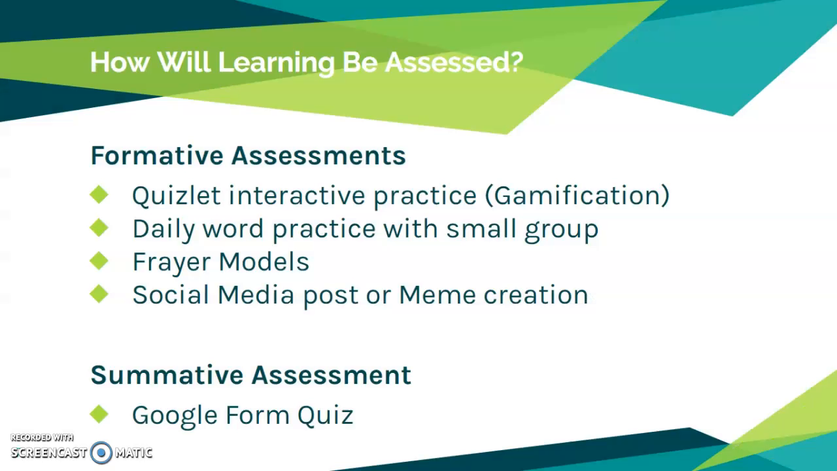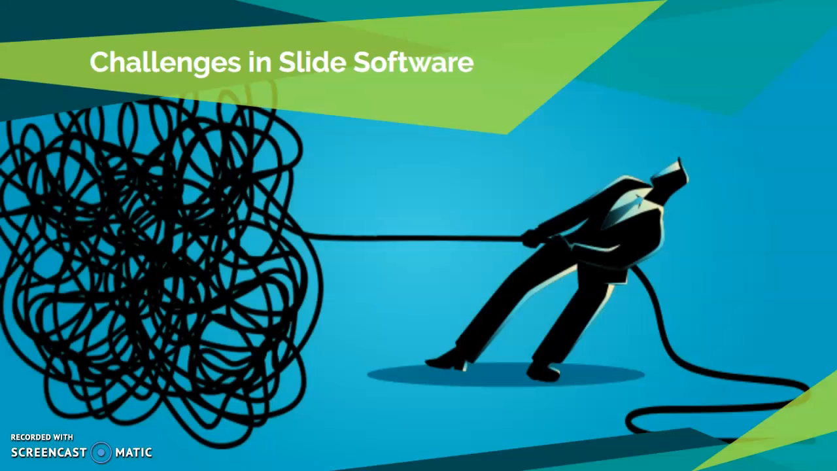The learning will be assessed in a couple of different ways, with a couple of different formative assessments. There's going to be Quizlet interactive practice, and that's the gamification of it. Some daily word practice with their small group. They're going to be creating Frayer models, and then they're also going to be doing a social media post or meme creation, which gets into the student choice. And then there's a summative assessment at the end of this mini unit in the form of a Google Form quiz that's 20 questions to see how they have mastered that content.